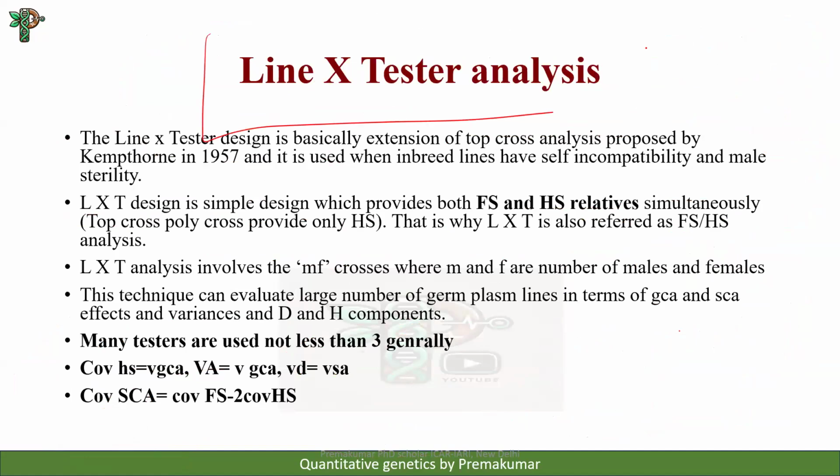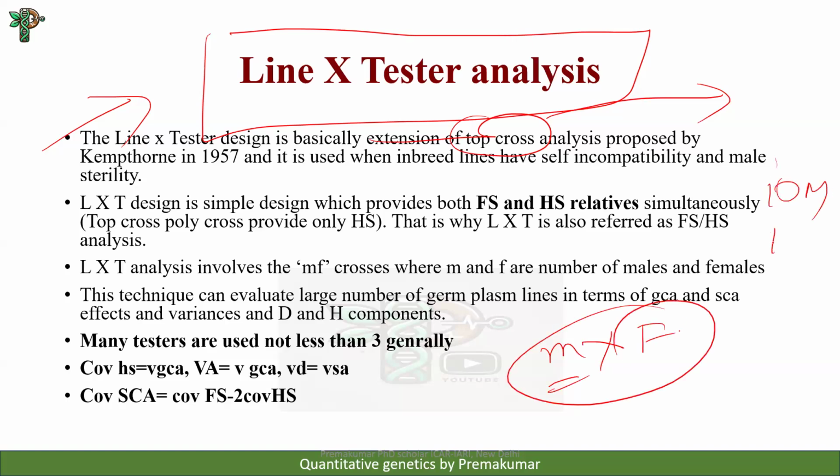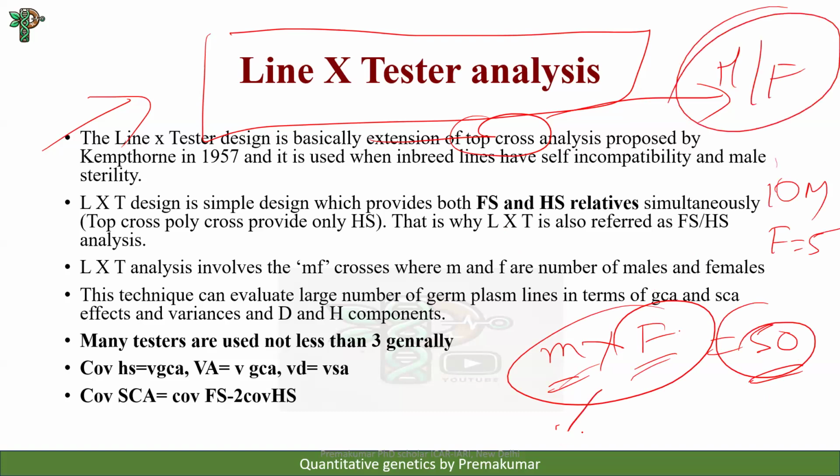Then another important design is called the line into tester cross design. The line into tester cross design is basically an extension of the top cross that we have discussed. Here the number of crosses is equal to the number of males into the number of females. For example, if you have 10 males and 5 females, the number of crosses is 50. Like this, we estimate the number of crosses using the number of males and females. It is also regarded as half sib and full sib analysis because in this design we create both half sibs and full sibs. Here we can use many testers.